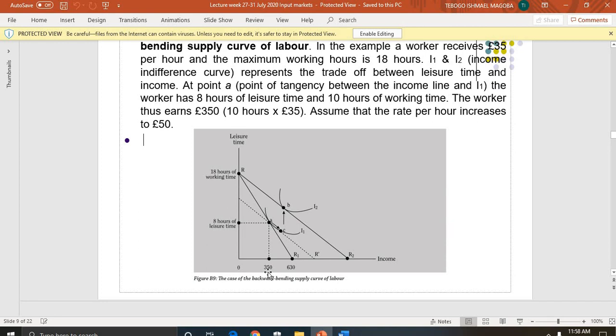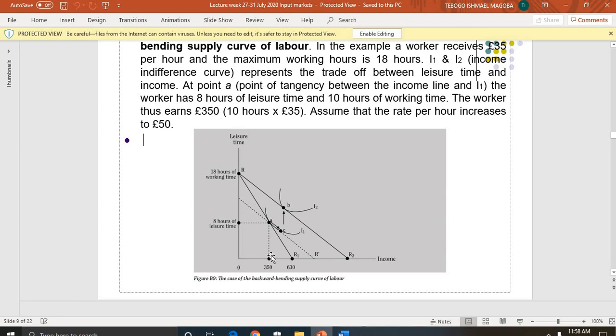That's what he prefers. Hence, we are at point A on this income indifference curve. An income indifference curve just shows different combinations of leisure and work time that the worker can choose from. Okay. So at point A, he works 10 hours or has 8 hours of leisure time, and earns 350 for that.